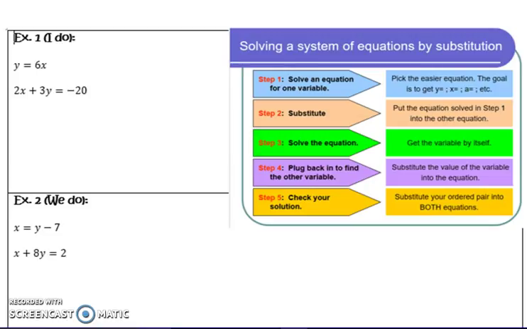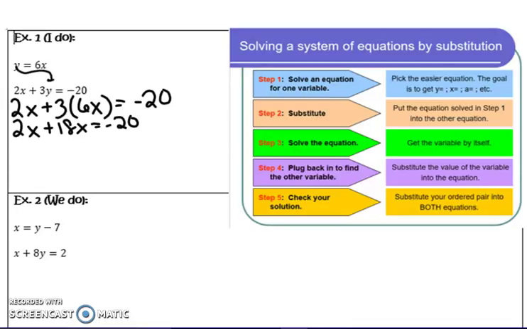If we look at example 1, we already have y by itself, so we already have one equation solved for a variable. I'm going to take this y and plug it into my second equation where I have that y. So in this case, we're going to get 2x plus 3 instead of y. Well, I know y equals 6x, so I'm going to put 6x in there, and it's still going to equal negative 20. That gives me 2x plus 18x equals negative 20. If I combine my like terms, 20x equals negative 20, and I'm going to divide on both sides by 20 to get x is equal to negative 1.